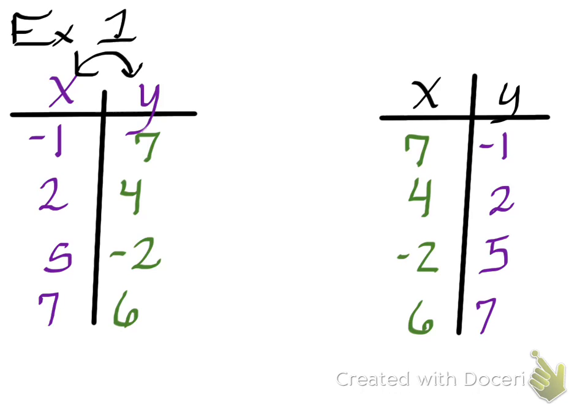So what was the point -1, 7 is now the point 7, -1. What was the point 2, 4 is now the point 4, 2, and so forth. If you were to graph these on a graph, you could actually fold the line of y equals x, and you'll be able to have the points match up.